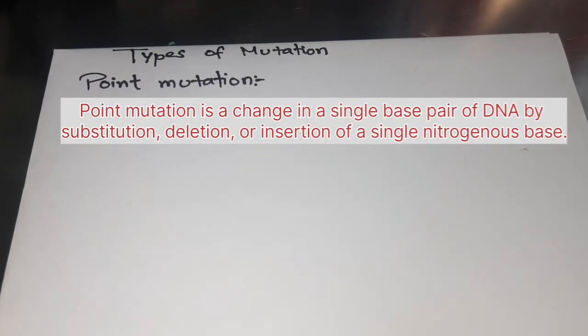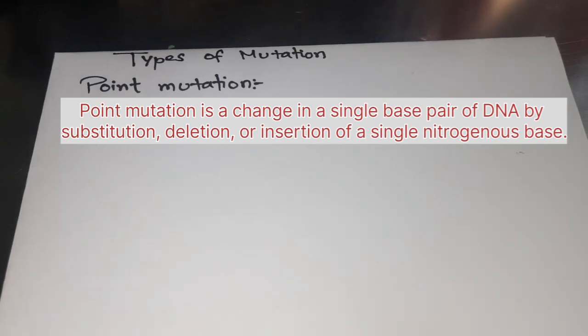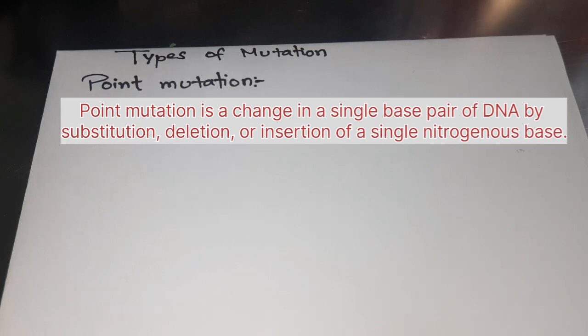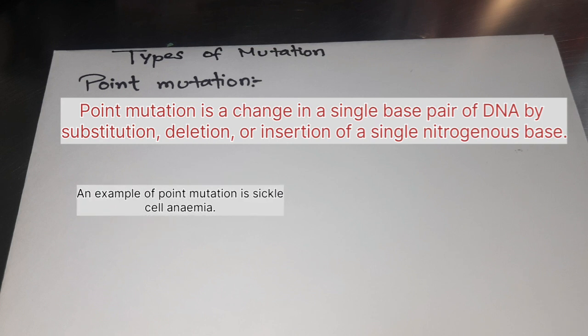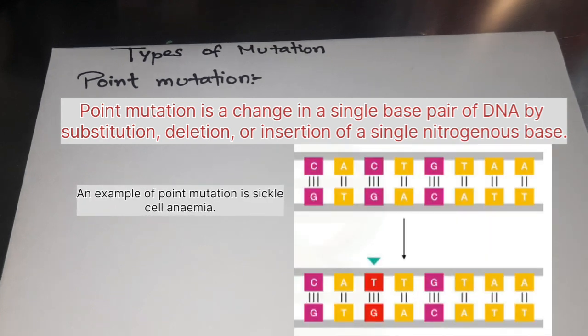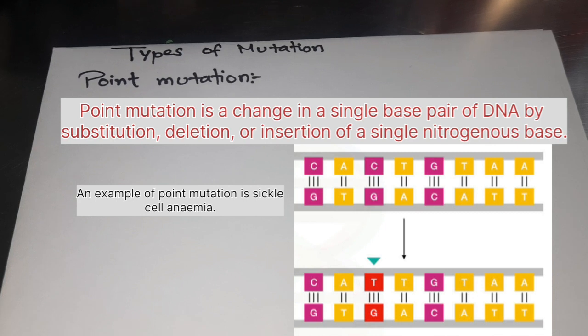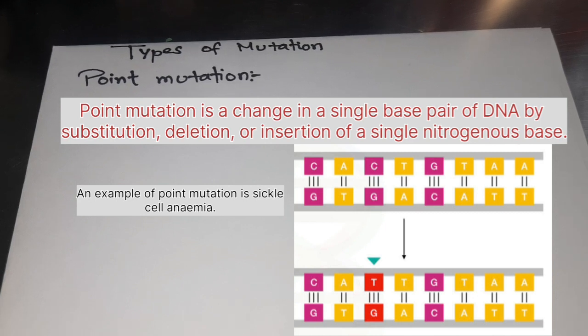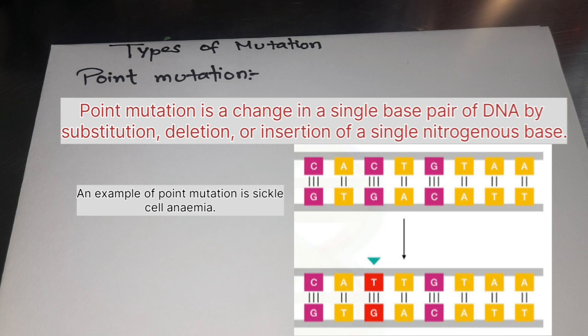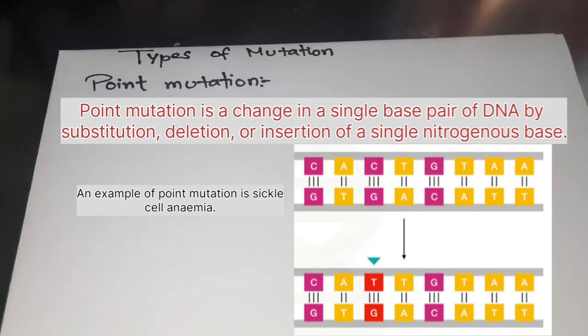Point mutation is a change in a single base pair of DNA by substitution, deletion or insertion of a single nitrogenous base. An example of point mutation is sickle cell anemia. It involves a mutation in a single base pair in the beta globin chain of the hemoglobin pigment of the blood. Here I've shared a picture, you can see, but also practice and learn it.